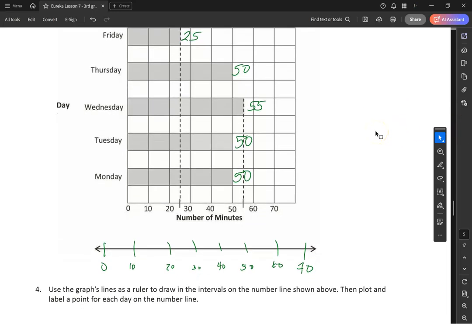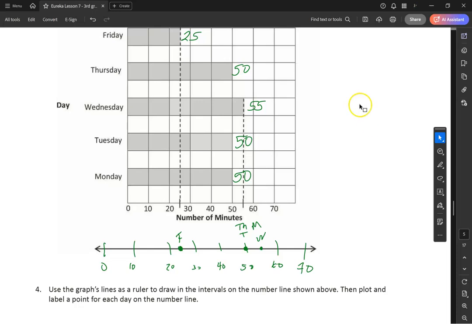So on Friday we had 25. 25 would be here in between 20 and 30. I put an F for Friday. Thursday was 50, so I'm going to put a TH for Thursday. Now, if you notice, there's more than one at 50, so let's go ahead and get that out the way. Tuesday was 50, T, and Monday was 50. Now we only have Wednesday left, which is 55. So here's 55, and that was Wednesday.